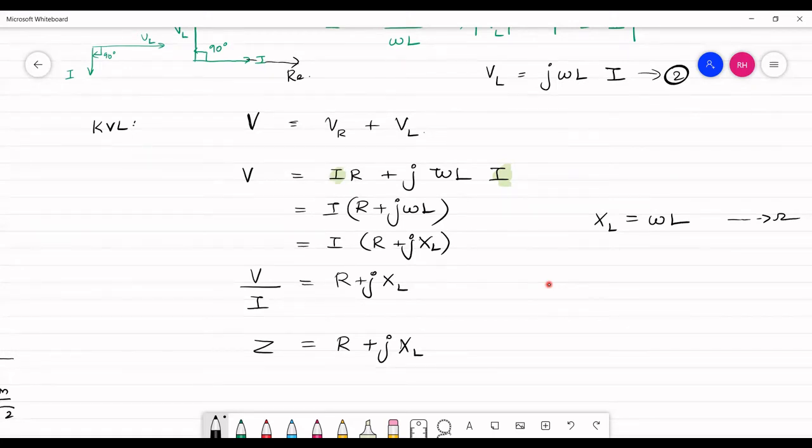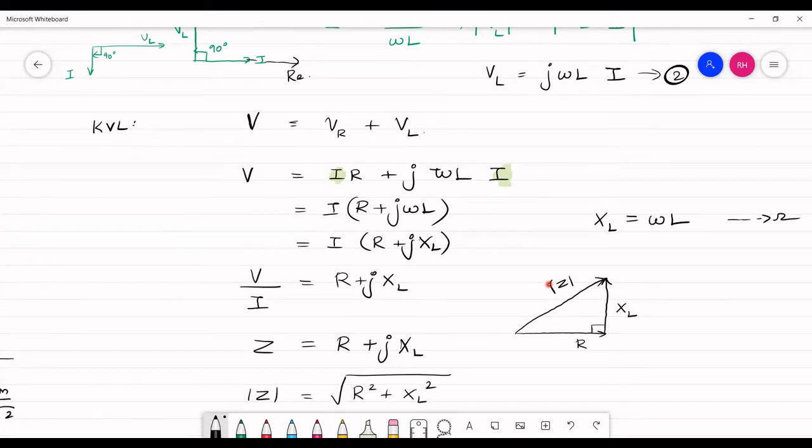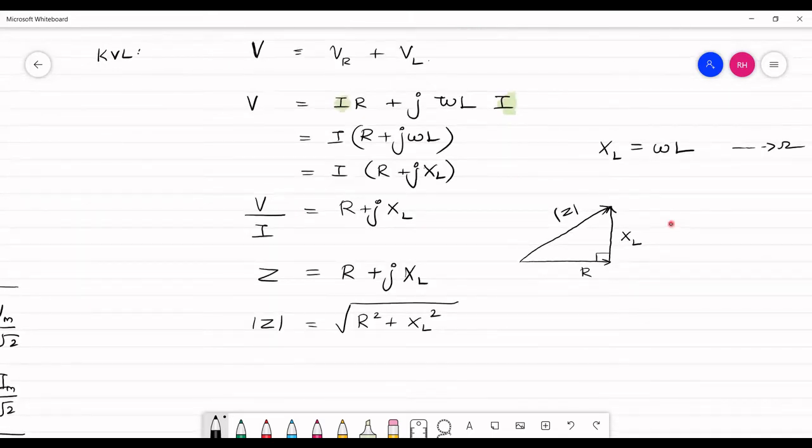And now with this, let us draw a triangle. So R is along the real axis and XL is an imaginary number, and hence I am drawing that in quadrature with R. Quadrature in the sense making a 90 degree. And now this hypotenuse represents the magnitude, where the magnitude of impedance is given by root of R square plus XL square. In place of XL, we could also substitute omega L. And this gives the expression for impedance.